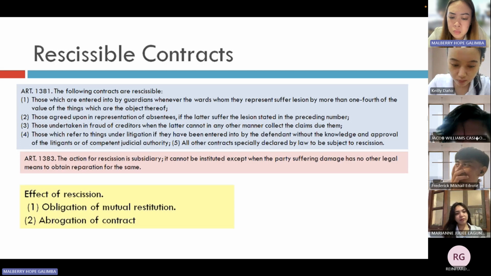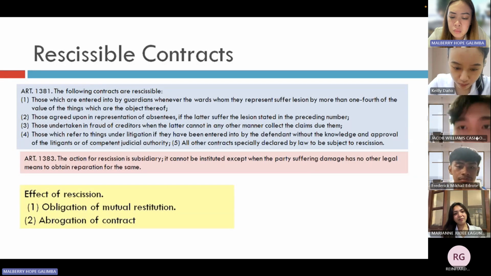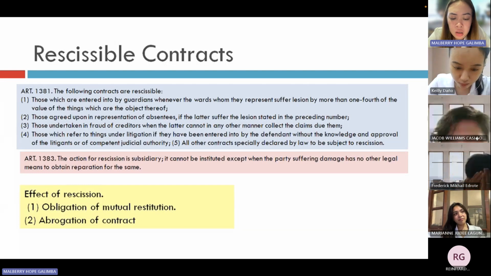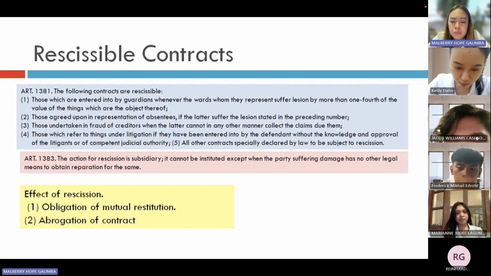Second is those agreed upon in representation of absentees. If there is a person whose whereabouts is unknown, who has been missing for many years, and somebody was administering the property for him, and his administrator sold the property for a lesion of more than 1/4 of the value of the thing which is the object thereof, then if the absentee appears, he can have the contract entered into by his administrator and the other person canceled in court, because that absentee suffered lesion or economic damage of more than 1/4 of the value of the property.